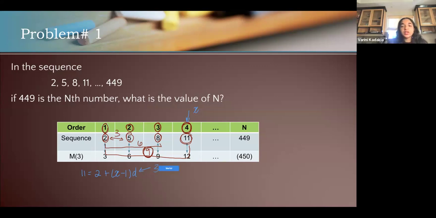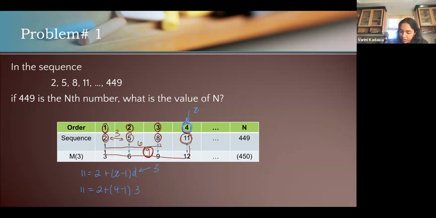What is x for 11? Very good. X is 4, right? So it'd be 4 minus 1 times 3. This gives us 11, right? Okay, so now that's how we define 11.